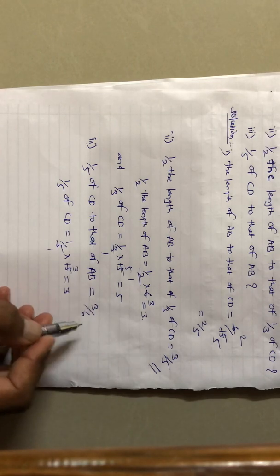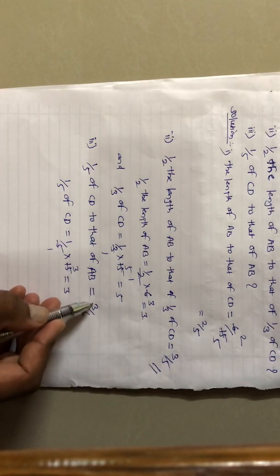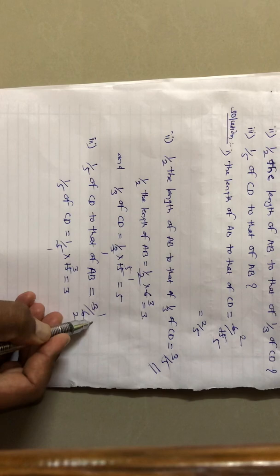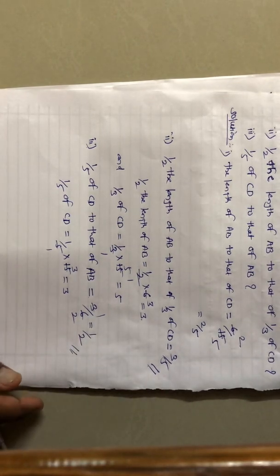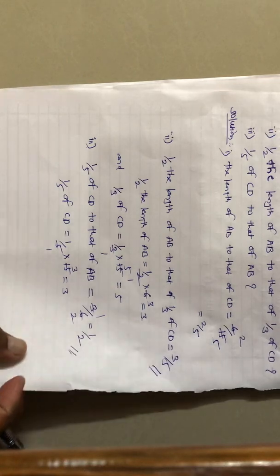We can reduce it to lowest terms. 3 1s are 3, 3 2s are 6. So which is equal to 1 upon 2. So which is the required answer. Now we'll see the next problem.